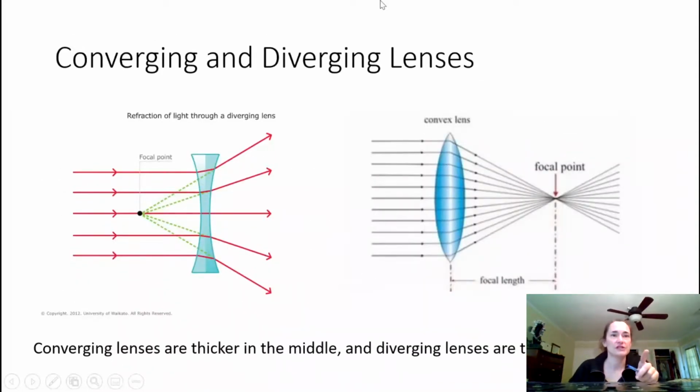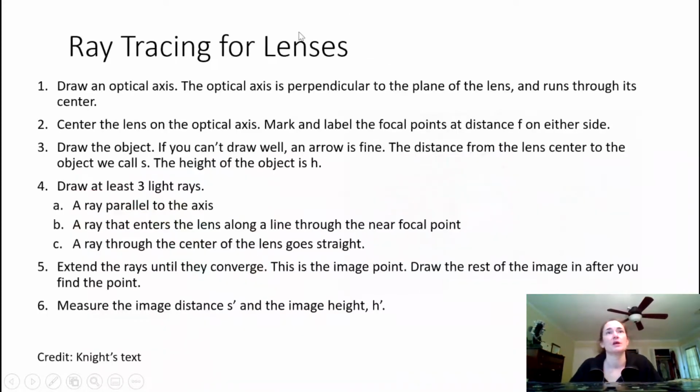Converging lenses are thicker in the middle than they are on the edges, and diverging lenses are thinner in the middle than they are on the edges. And of course, they change the path of light via refraction. Now, you can do ray tracing, which is drawing of the paths. And in order to do that, you're going to follow the directions for ray tracing and examples that we did in the lectures. So you're going to draw an optical axis, center the lens on that optical axis, and mark your focal points on either side.